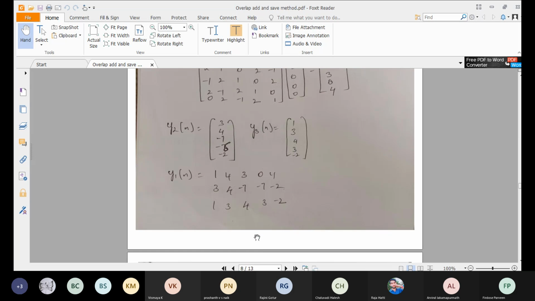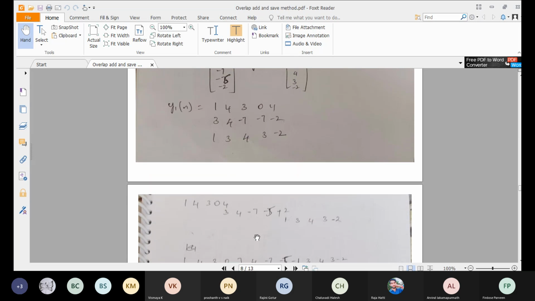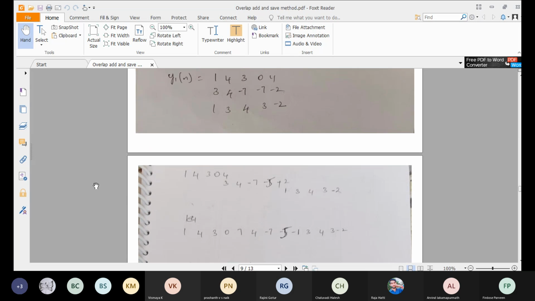So how will we write it? We will write in this way. So 1, 4, 3, 0, 4, that is the first sequence. The next we will write starting after the first 1, 0 we had added, so again we'll write from there: 3, 4, minus 7, minus 5 or minus 7. Let us just calculate and see. I have written plus 2 here. Next, 1, 3, 4, I will write it here: 1, 3, 4, 3, minus 2.